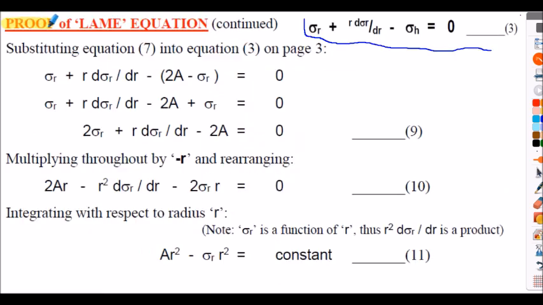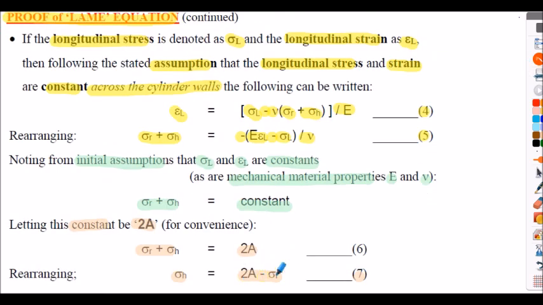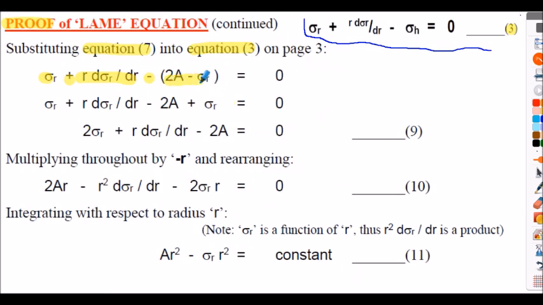Proof continued. If we now substitute equation 7 from the previous slide into equation 3, shown here for convenience, we now end up with sigma r plus r d sigma r divided by dr minus, then from equation 7, 2a minus sigma r, still equals to 0.